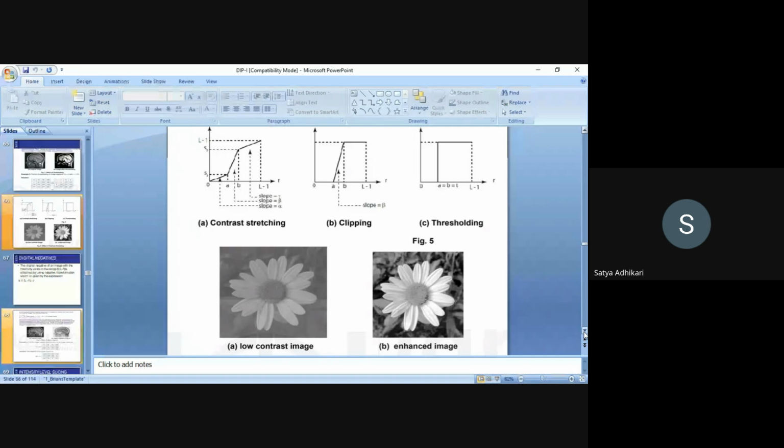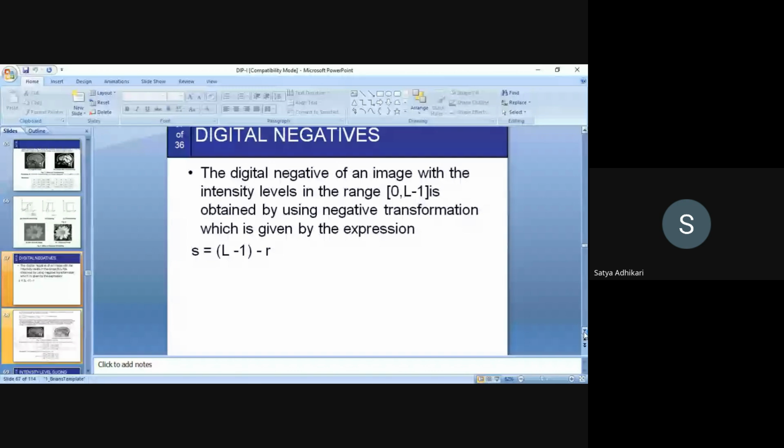So you see, this is a low contrast image. How it is converted to an enhanced image by using either one of the techniques, clipping or thresholding. And we have already discussed the digital negatives.